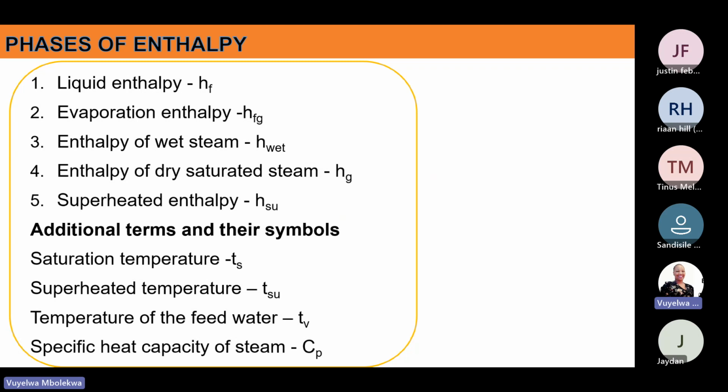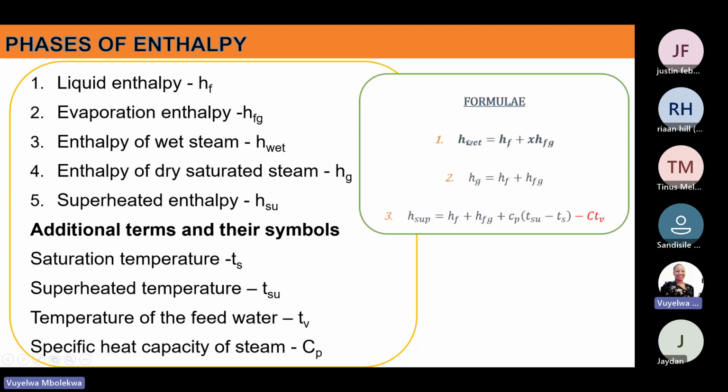And for the specific heat capacity of steam, we use the symbol CP. Remember the specific heat capacity of just the other substances, we use C. But then for steam, we use CP because you need to differentiate, because in this case now you're going to have water as well as steam. So you're going to use the specific heat capacity of water as well as the specific heat capacity of steam. So these are basically the only equations that you're going to need.